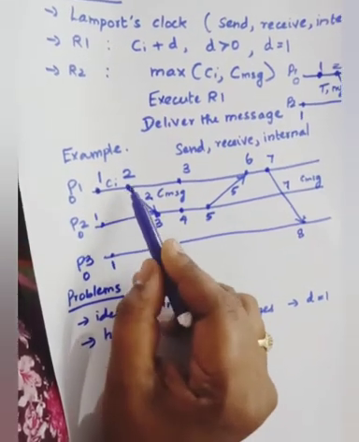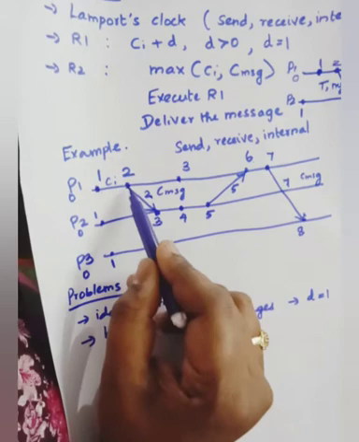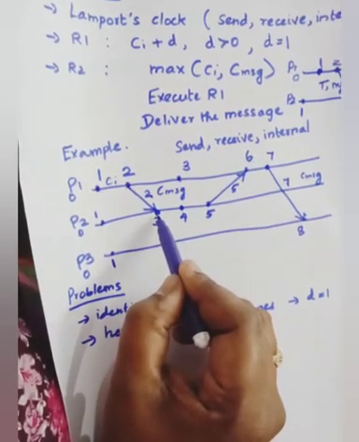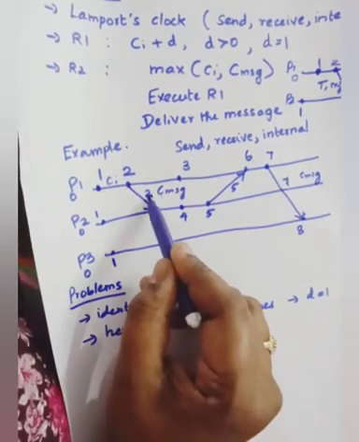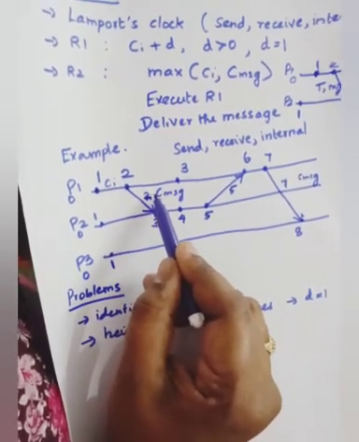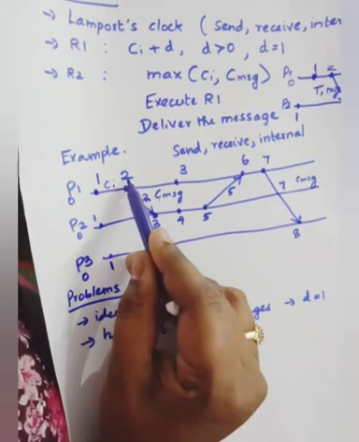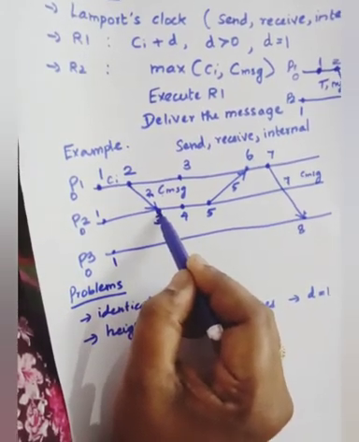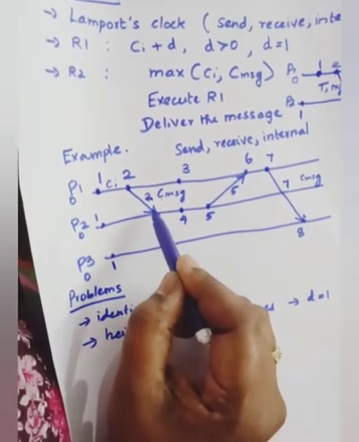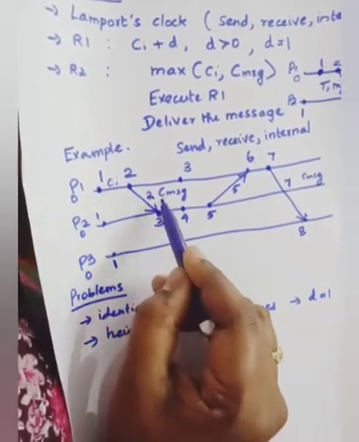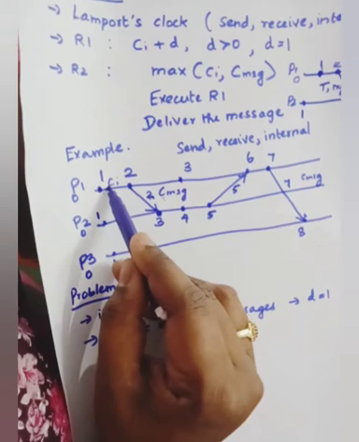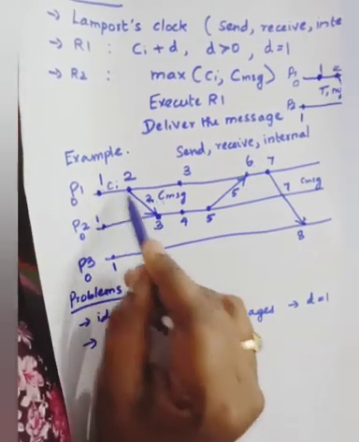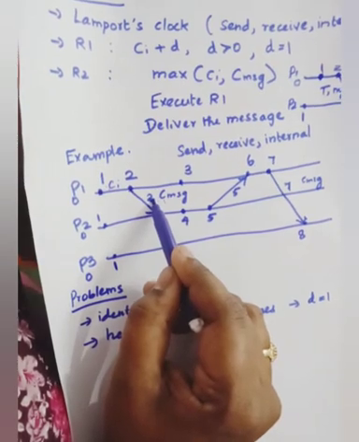According to the logic of scalar clock, whenever a message is sent from one process to another process, along with the message, the timestamp also will be sent. That is what we call C message. So 2 will be sent. In order to determine the timestamp of the receiving process, we have to compare the C message value and the CI value. CI is the timestamp of the sending process. So 1 and 2 will be compared. Which is maximum? 2 is maximum.